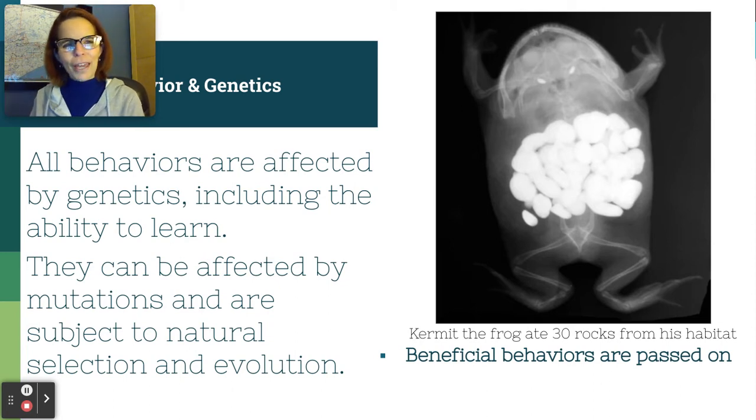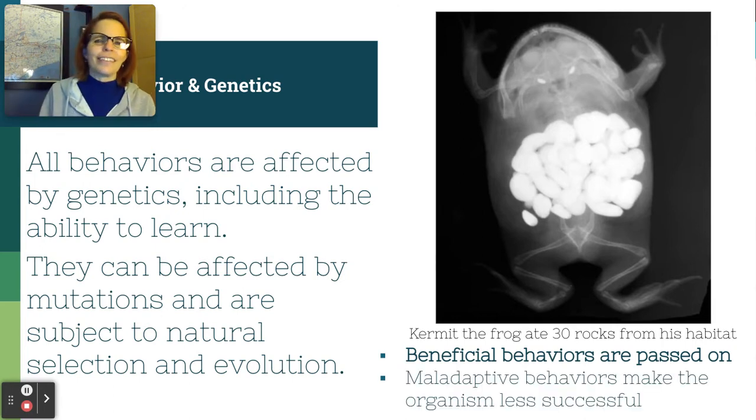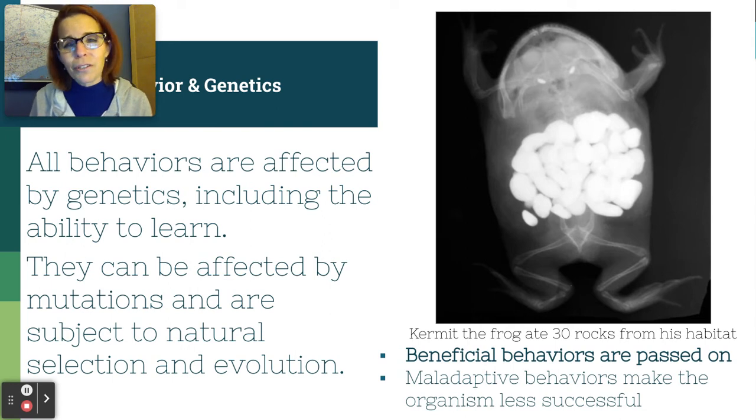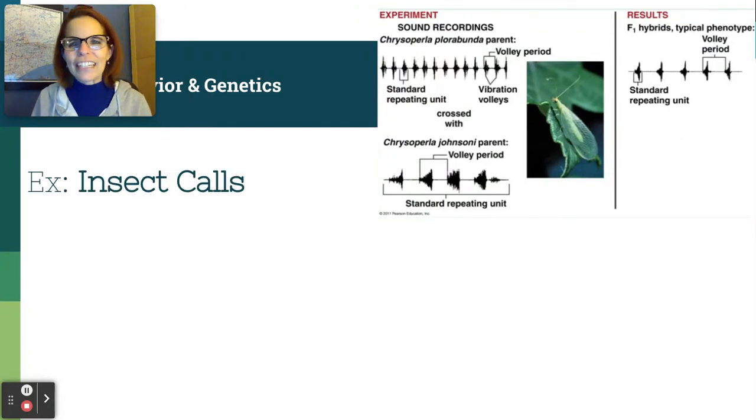So beneficial behaviors are passed on because the parent is successful, eats well. It's a beneficial behavior, and they pass it on to their offspring. Maladaptive behaviors, those are bad behaviors, make the organism less successful. This froggy's not likely to be reproducing too much, and then that behavior should discontinue with that particular organism. All right, more about behavior and genetics.